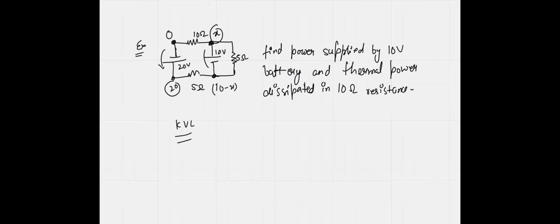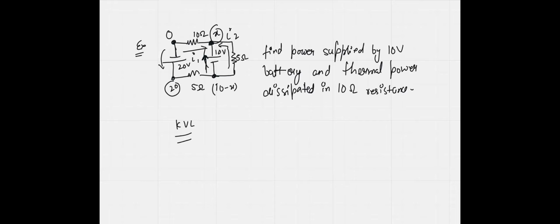The answer is no. Okay, let's do it. What is the current in this circuit? Let's say this is I1. What is the current in this circuit? That is I2. And what about this one? Do we have any idea about this current? I'll say no, I really don't have any idea.